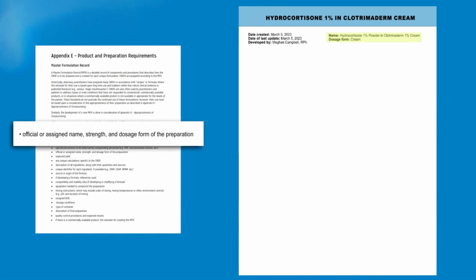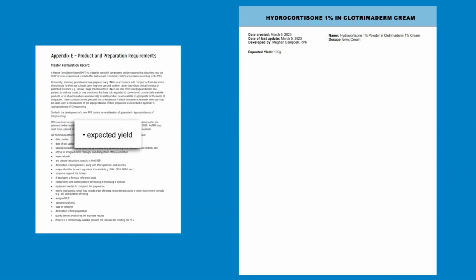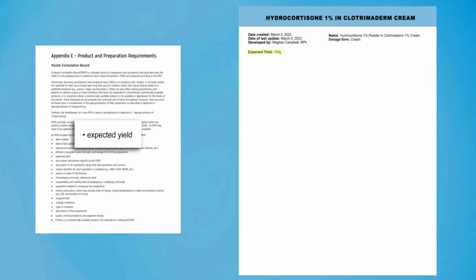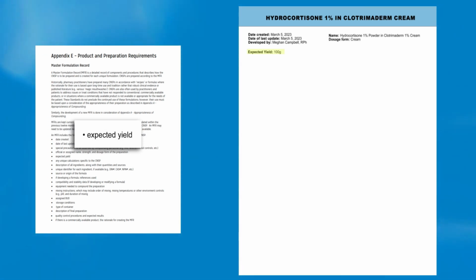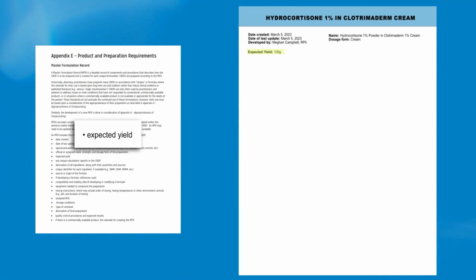For example, in the pharmacy world, HC is pretty much universally known as hydrocortisone, so it wouldn't be unreasonable to abbreviate hydrocortisone to HC in a compound name. The dosage form is also required on the MFR, and in this case, it is a cream. The expected yield is the generic or standard quantity you decide to use for your MFR. 100 grams is a quantity that can be referenced easily when comparing quantities on your compounding record.